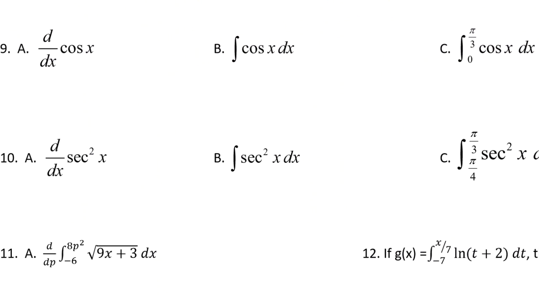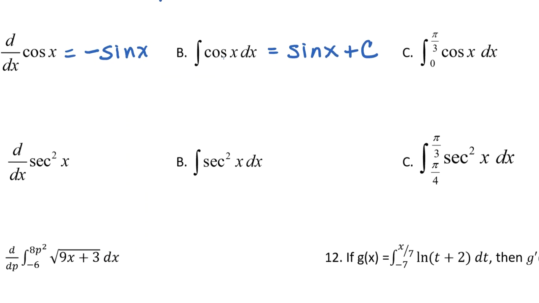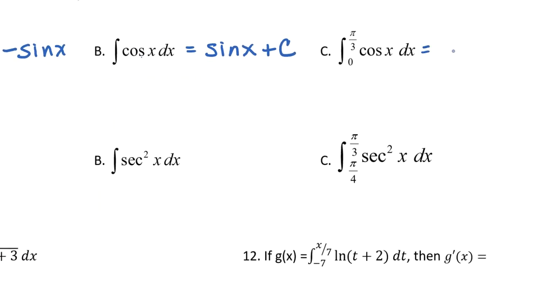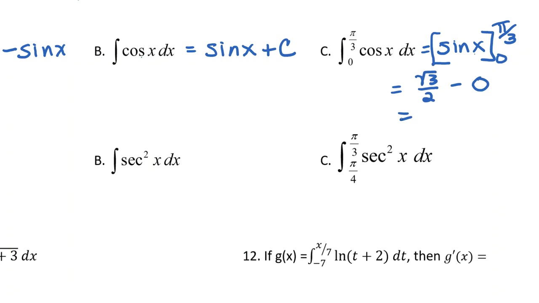Question 9. The derivative of cosine is negative sine of x. The antiderivative of cosine: cosine is already the derivative of sine of x plus c. And then our fundamental theorem, our antiderivative is sine of x evaluated from 0 to pi over 3. Don't forget your unit circle. So sine of pi over 3 is square root of 3 over 2, a long leg, and sine of 0 is 0.